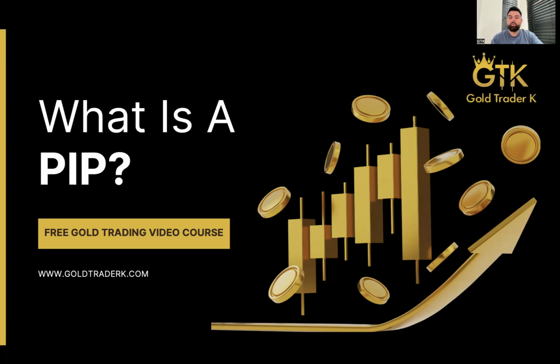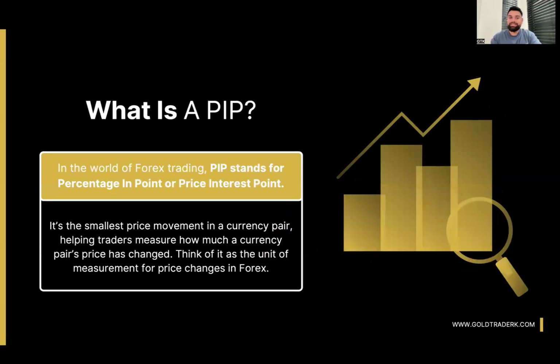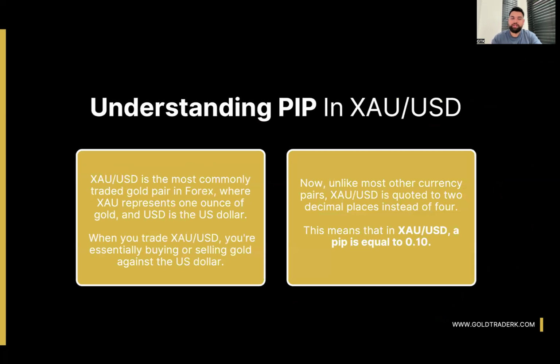Today's video is about what is a PIP. PIP stands for percentage in points or price interest point. It's the smallest price movement in a currency pair, helping traders measure how much a currency pair's price has changed. Think of it as a unit of measurement for price changes in Forex.